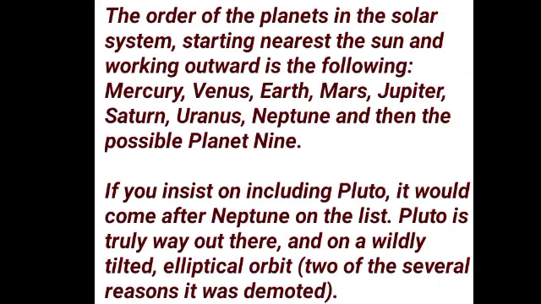The order of the planets in the solar system starting nearest to the Sun and working outward is the following: Mercury, Venus, Earth, Mars, Jupiter, Saturn, Uranus, Neptune, and then the possible planet 9. If you insist on including Pluto, it would come after Neptune on the list. Pluto is truly way out there and on a wildly tilted elliptical orbit. Two of the several reasons it was demoted. Now Pluto is not considered in the solar system, so the total planets in the solar system is 8. Pluto is also called a dwarf planet.